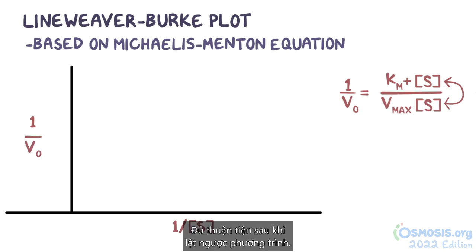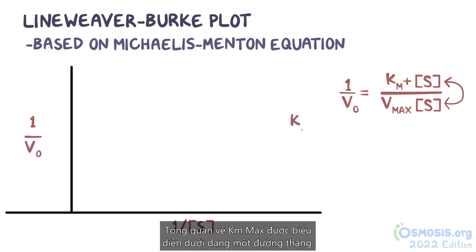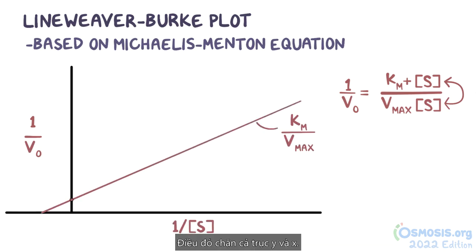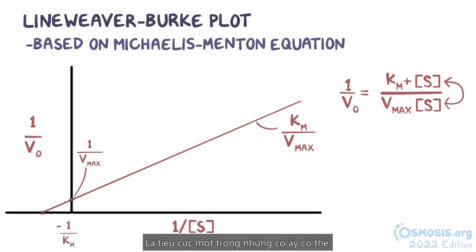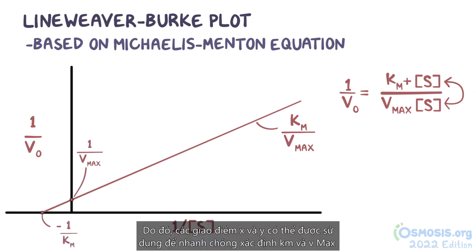Conveniently enough, after flipping the equation upside down, Km over Vmax is represented as a straight line that intercepts both the y and x-axes. The y-intercept is equal to 1 over Vmax, and the x-intercept, since it happens negative to the origin of the axes, is negative 1 over Km. Therefore, the x and y-intercepts can be used to quickly identify Km and Vmax.